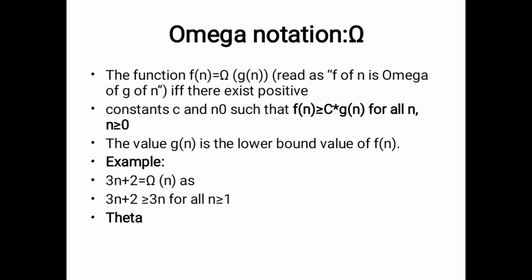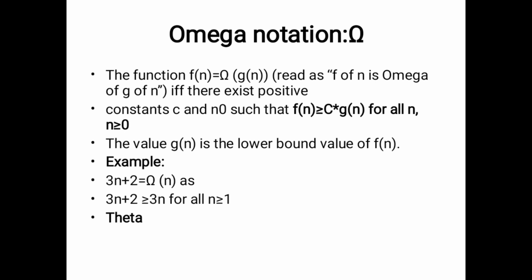This is the Omega notation, and we have to take an example. It means we take f of n as the greater value. Prove that f of n is greater than or equal to c into g of n. It means f of n is the greater value, and we have to show that. So it is taken as the minimum amount of time.